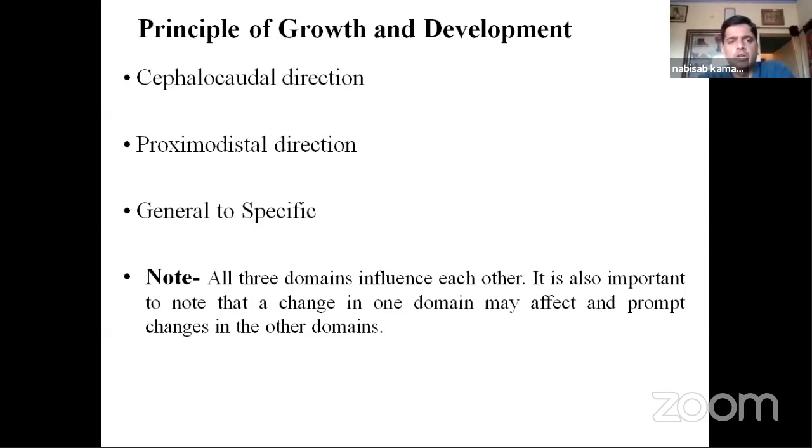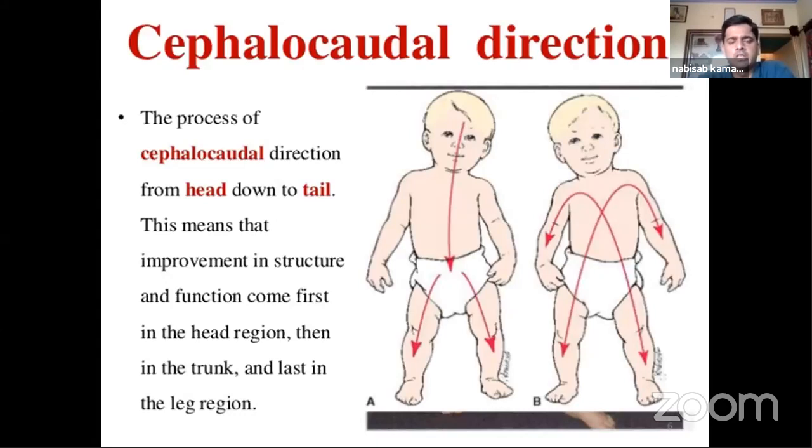The principles of growth and development are cephalocaudal direction, proximo-distal direction, and general to specific. All three domains influence each other. It is important to note that changes in one domain may affect and promote changes in the other domain. Cephalocaudal direction: the child attains maturity from head to toe. The child first attains structural and functional maturity at the head, followed by the trunk, followed by the toe. It is called cephalocaudal direction.